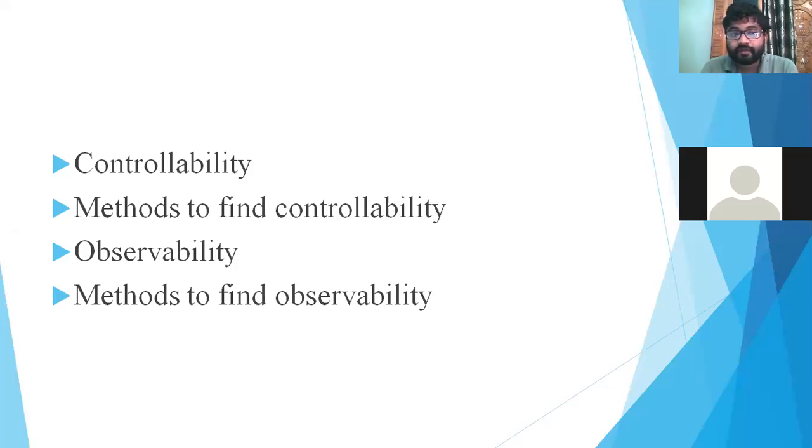Some system is given to you and you need to find out whether that system is controllable or not. Similarly, some other system is given to you and you need to find out whether the system is observable. Very important topic. I am saying it again: 50% of the questions from this chapter. In the university exam, there will be a compulsory question on controllability and observability.